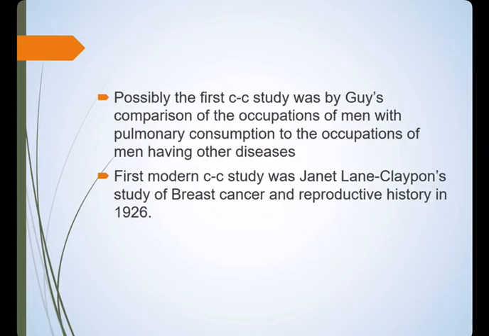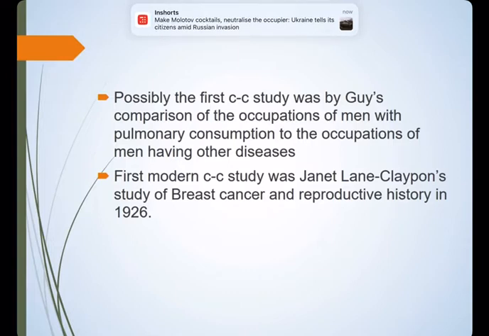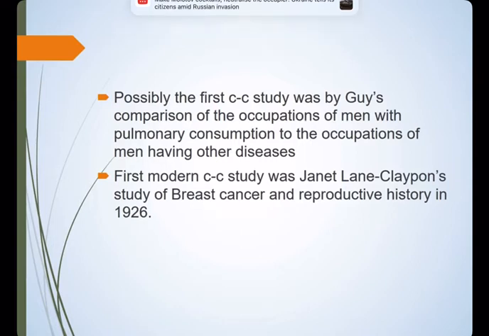Going back to the history of case control studies, possibly the first case control study was done by Gall, comparing the occupations of men with pulmonary consumption to the occupations of men with other diseases. And actually, the first modern case control study was Janet Lane-Claypon's study of breast cancer and reproductive history in 1926.